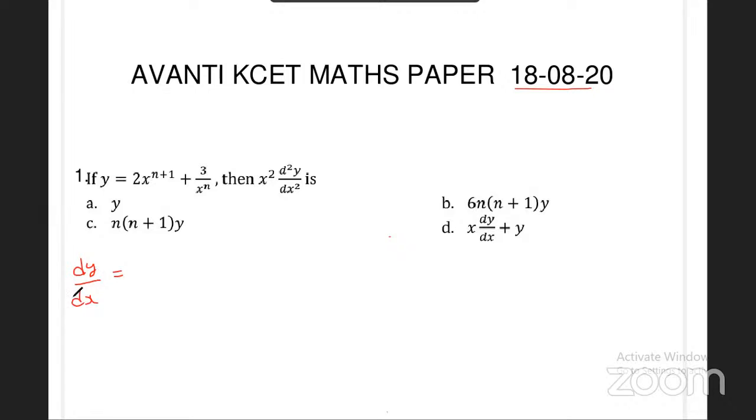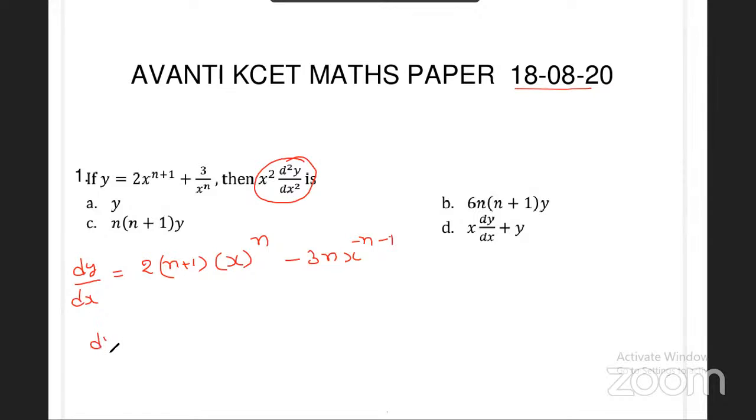So this is dy by dx. Let's start with differentiating one time. Since we need the double derivative, we have to differentiate y. For the first term, you get 2 times (n plus 1) into x to the power n. And for the second one, 3 by x to the power n, you'll get minus 3n times x to the power minus n minus 1. So this is the first derivative.